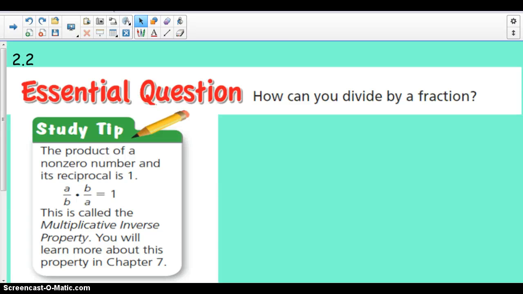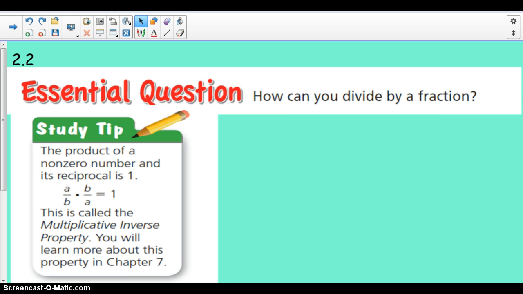Chapter 2, Lesson 2. The essential question is, how can you divide by a fraction? The first study tip they just want you to look at is the product of a non-zero number and its reciprocal is 1. So if you look at the problem, it's A times B over B times A, so it would be written as AB over BA. Same letters, it equals 1. And this is called the multiplicative inverse property.